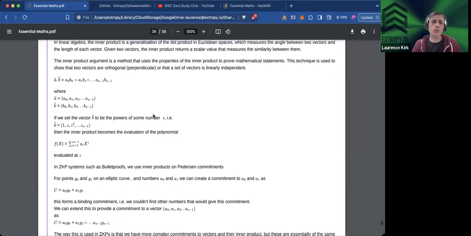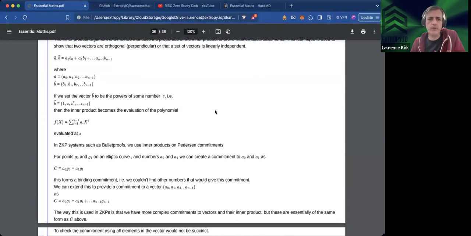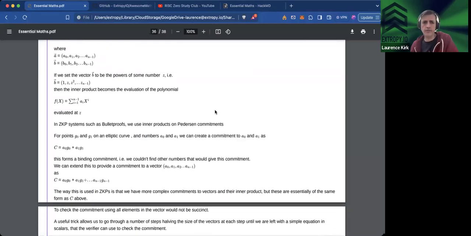Now, we can take this further. If you have this vector A here, which has A0, A1, A2, etc., and for B, instead of being these B values, we say we're going to have some Z value, where the values here are the powers of Z. So our B vector is going to be 1, which is Z to the 0, then Z, Z squared, and so on, taking the powers of Z. Then the inner product of A and B gives us a polynomial evaluated at a point Z. The A values would be the coefficients, and Z is our variable, so the inner product is the evaluation of the polynomial at a particular Z value.